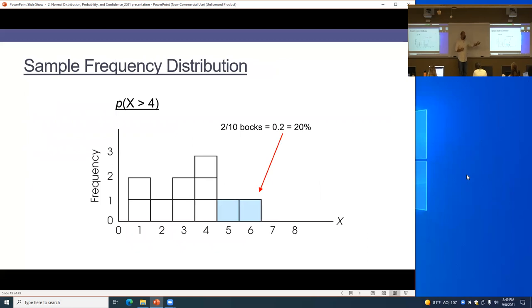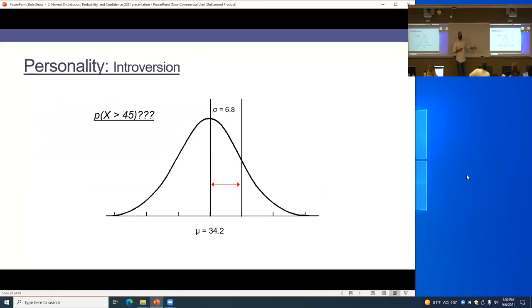Okay. So here, 20%, right? Because we know out of 10 observations, 2 of them are greater than 4, 20%. Easy, straightforward, right? But what we can do with our normal distribution is we can start to use some of these same principles to start to infer sort of what's going on in this tail.